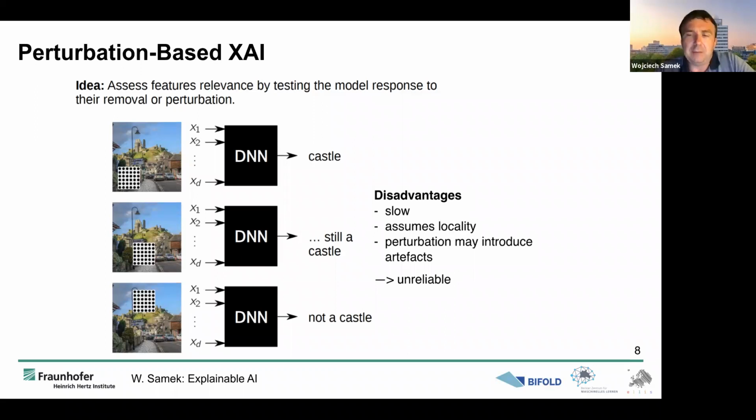And also, the perturbation you do may also introduce some artifact, because if you, for example, would occlude the image with a gray box, then the lower image could have been also classified as a castle, because a gray box on a hill looks like a castle. Therefore, this perturbation-based approach is very simple, is not really recommended, and has these disadvantages.